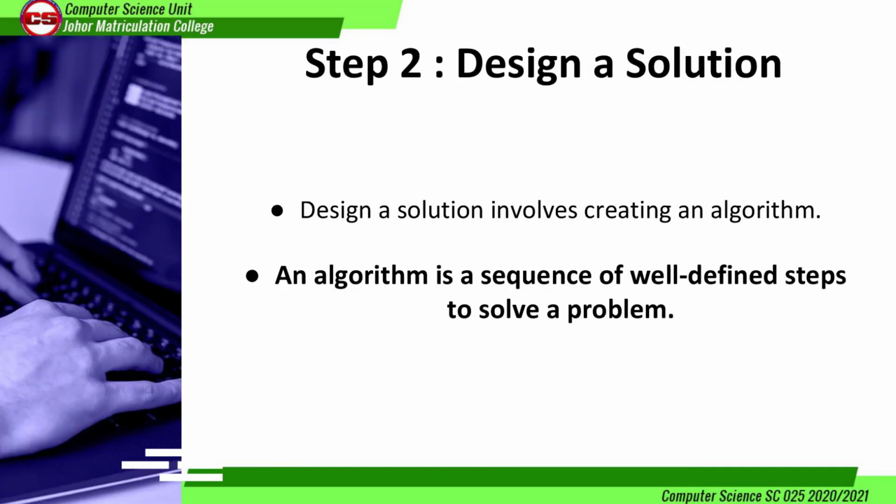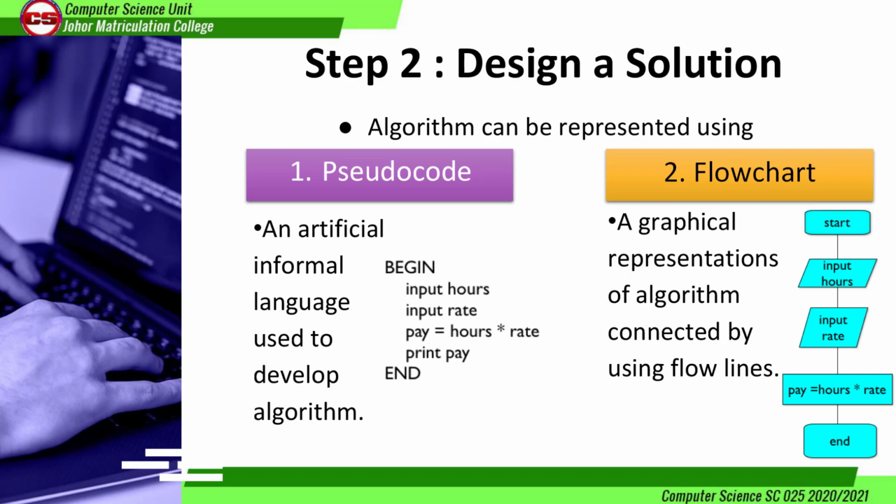Step number 2, design a solution. Design a solution involves creating an algorithm. An algorithm is a sequence of well-defined steps to solve a problem. And there are two ways to represent an algorithm: pseudocode and flowchart. What is pseudocode? Pseudocode is an informal language used to develop an algorithm, and a flowchart is a graphical presentation.